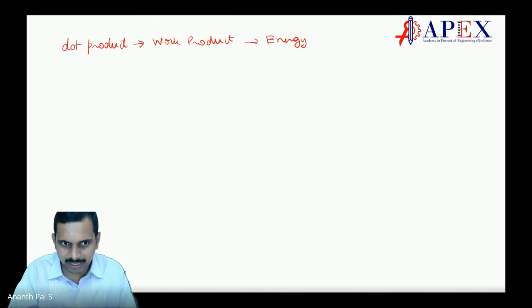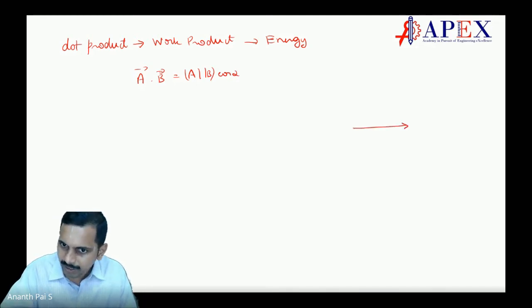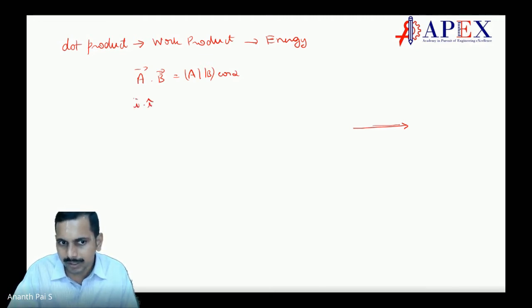Let me say this. A dotted with B is equal to A B cos alpha, correct. So when I into I is in the same direction, what is alpha between I and I? It is 0, correct? When you say I dot I, that is equal to I magnitude, which is 1, into I magnitude into cos 0. I magnitude is 1, cos 0 is 1.